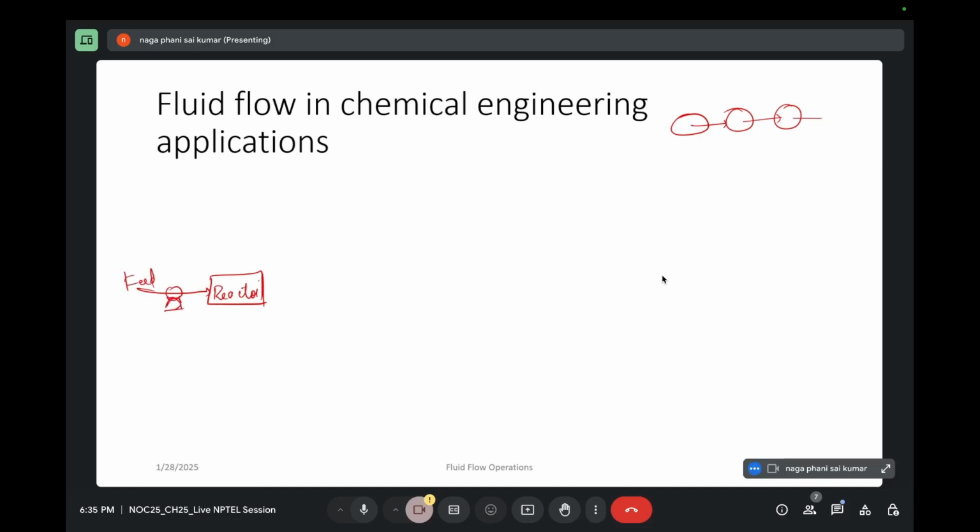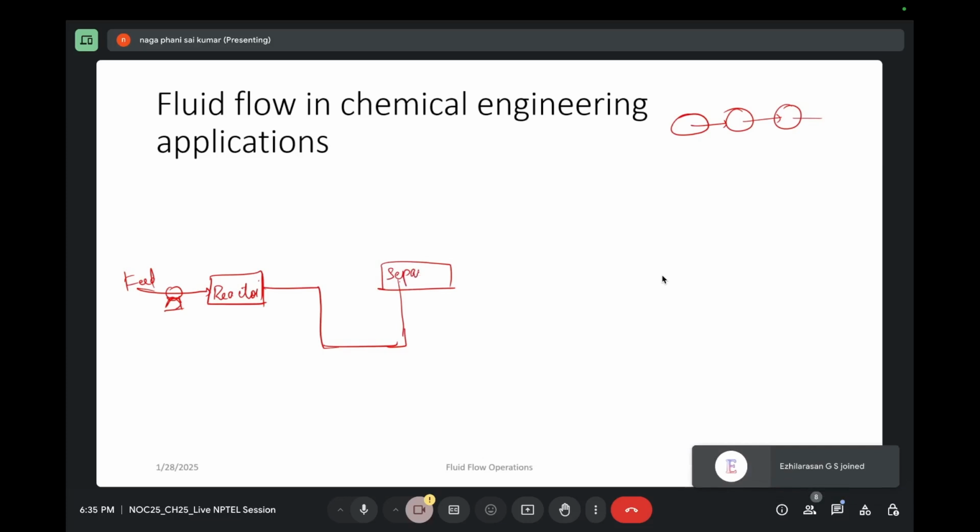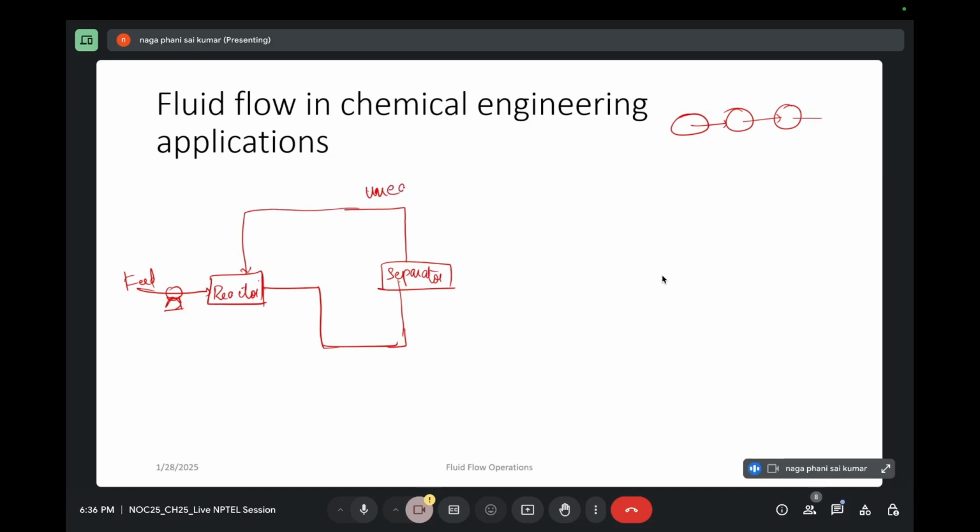So this can be either liquid or fluid, whatever it may be. Then after the reaction, it will be sent to a separator, right? In order to remove reactants and products. So this is the separator. Once you separate them, the unreacted feed or reactants can be sent back to the reactor. Again, here you need a pump to pump them back to the reactor.